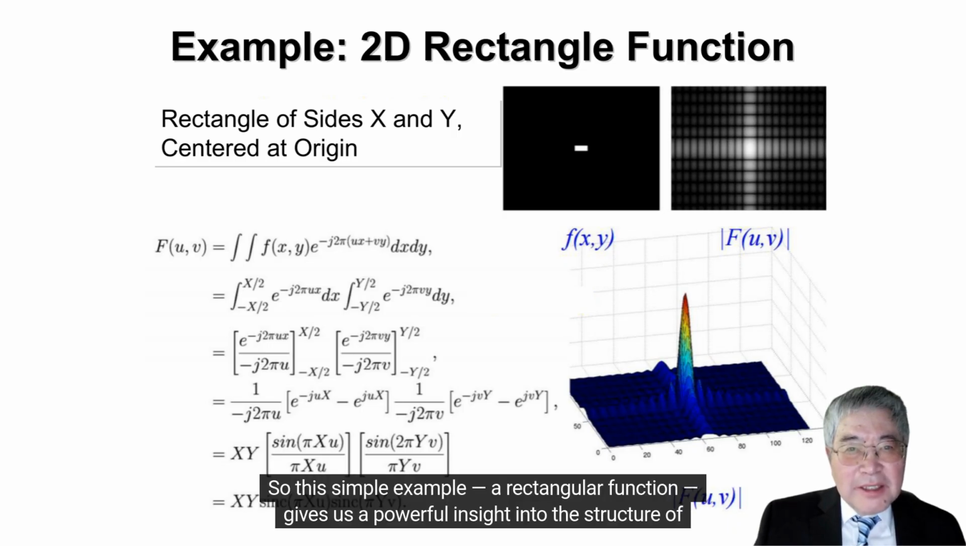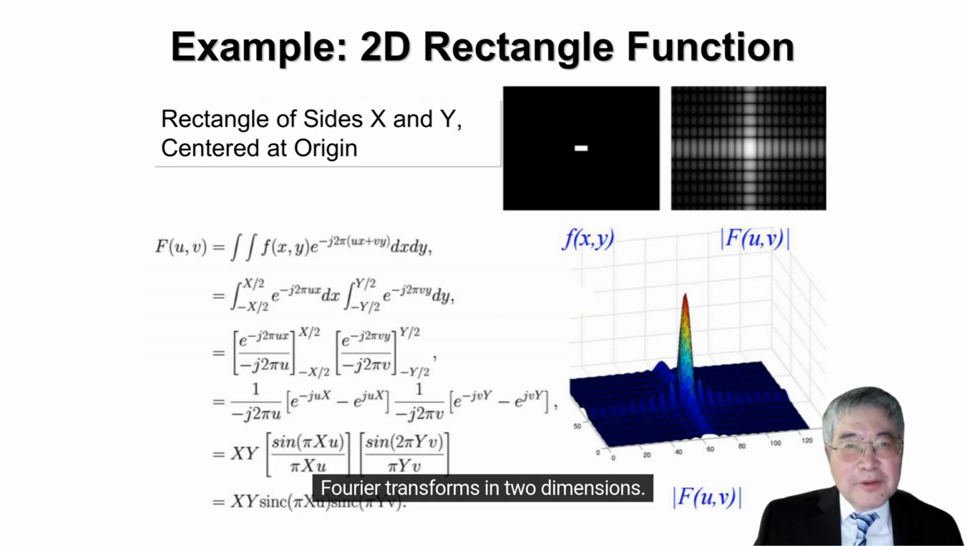So this simple example, a rectangular function, gives us a powerful insight into the structure of Fourier transforms in two dimensions.